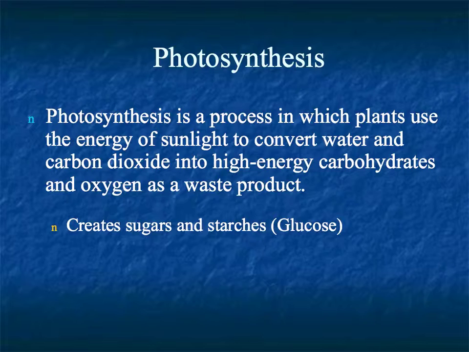Photosynthesis is a process in which plants use energy of sunlight to convert water and carbon dioxide into high energy carbohydrates, and oxygen is basically a waste product. It's going to create sugars and starches, glucose, and what we talked about in one of the earlier sections for 8.1 is this storing of energy, good things to store energy in for the plant. And these sugars, starches, glucose are going to provide us with some of that and also provide us with some energy as well.